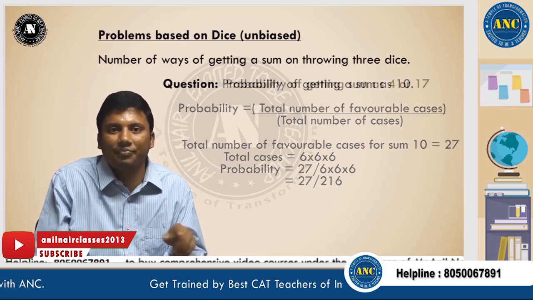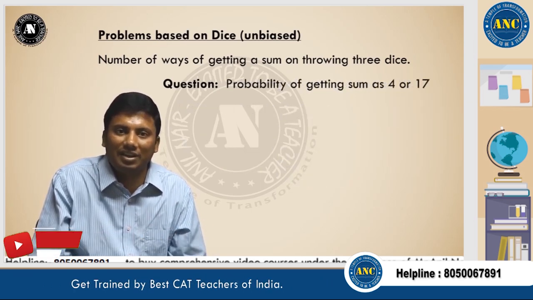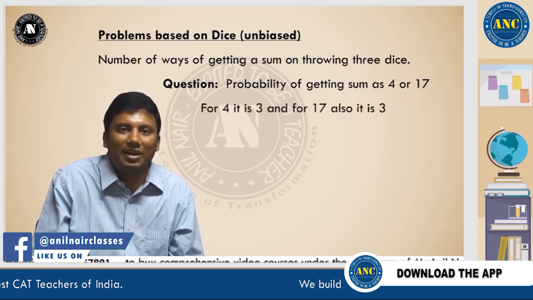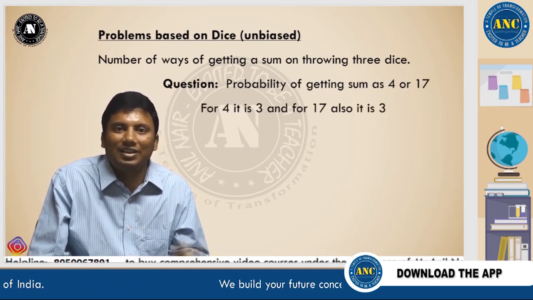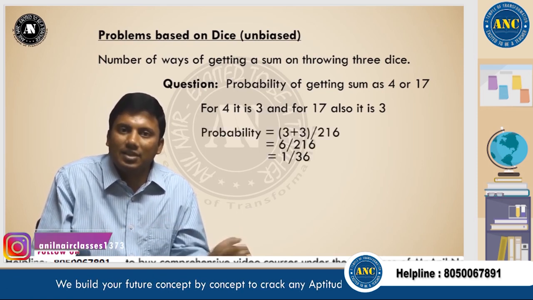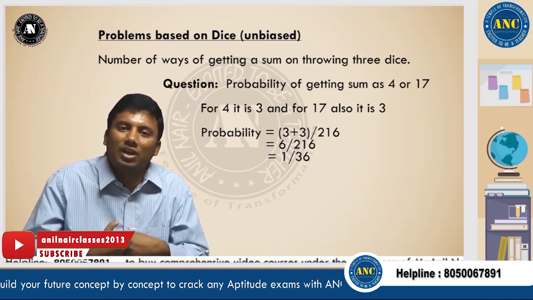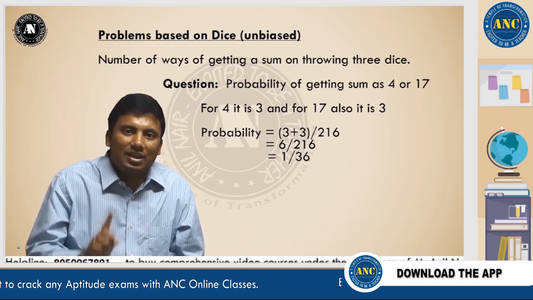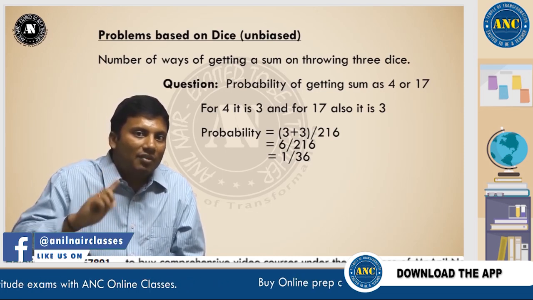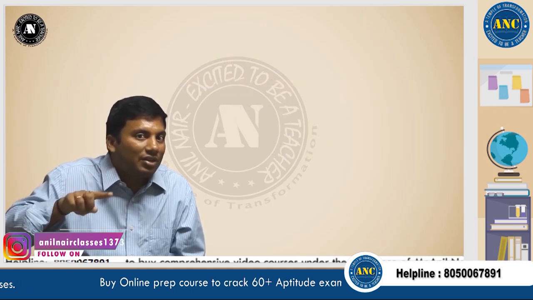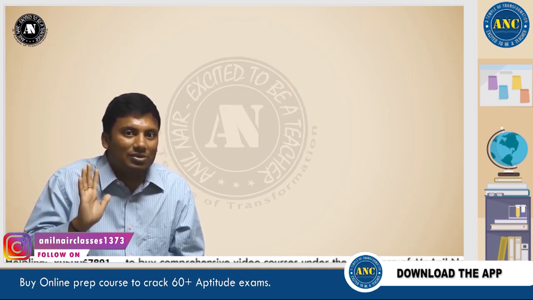Probability of getting sum equal to 4 or 17. For 4 what will be the answer? 3. For 17 what will be the answer? That is also 3. 3 plus 3, 6 by 216, 1 by 36. So by using this diagram, you can solve any problems related to sum of 3 dice. Now key points to remember: after 21 take the perfect square, that is 25. After 21 take the perfect cube, that is 27.